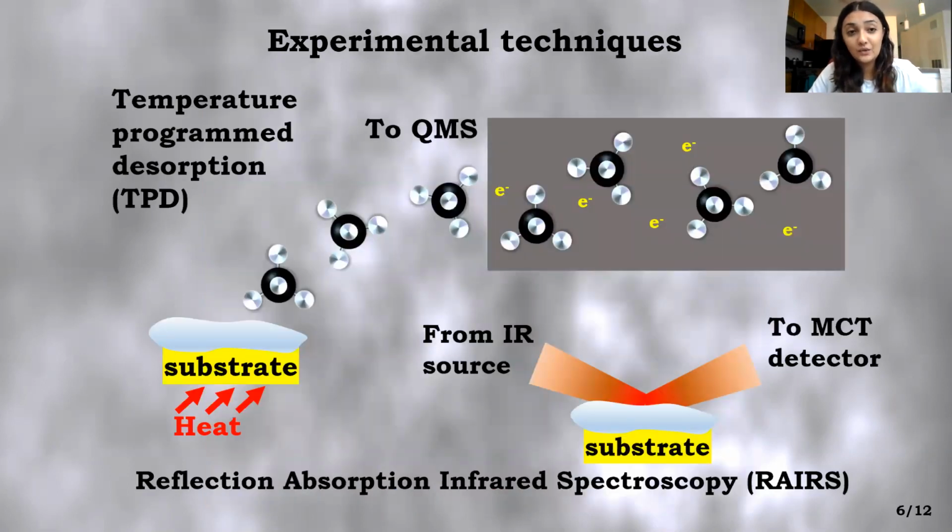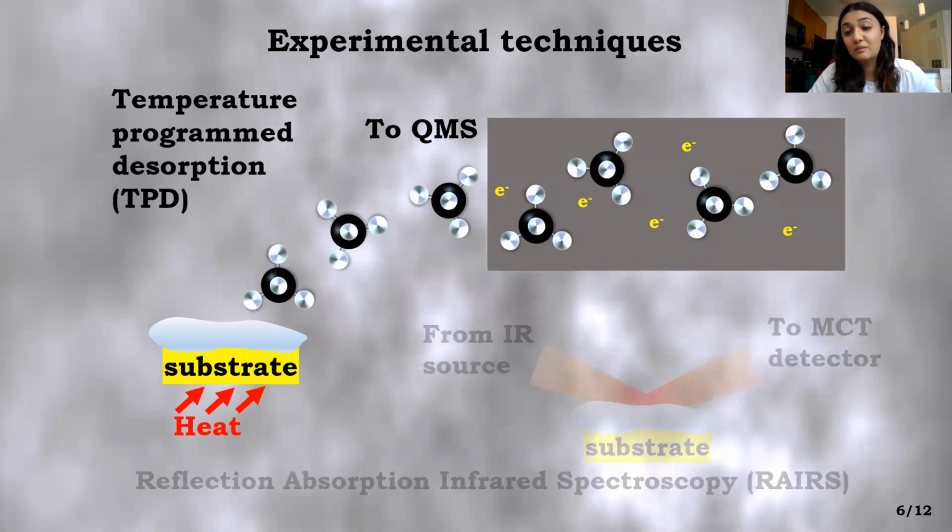So the two techniques that I use are temperature programmed desorption, also known as TPD, and reflection absorption infrared spectroscopy, also known as RAIRS. So with TPD, I'm able to measure the mass of the desorbing species as a function of temperature. Since molecules have characteristic desorption temperatures, this is just one way that we're able to identify the species formed. As the molecules enter the QMS, they get bombarded by typically 70 eV electrons, which can then fragment the molecule.